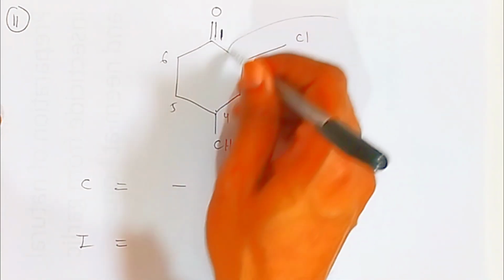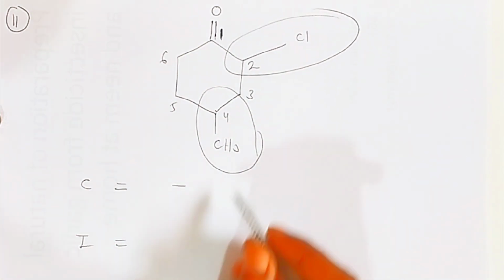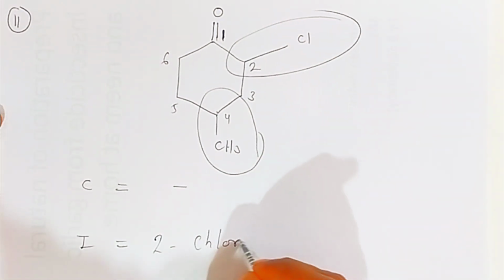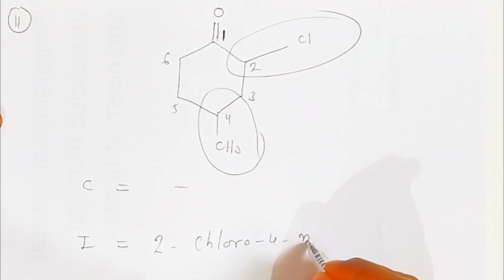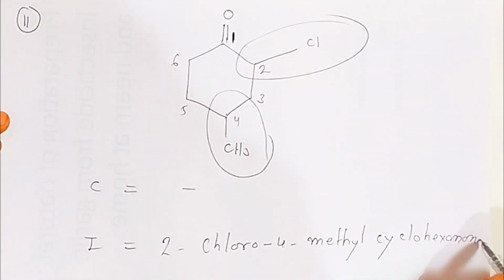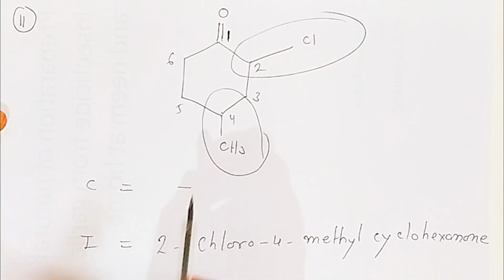But students, at carbon number 2 and carbon number 4 you have substituents. So C is coming first, so we will name it 2-chloro, 4-methyl, and cyclohexanone. Okay students, that is the name of this cyclic ketone.